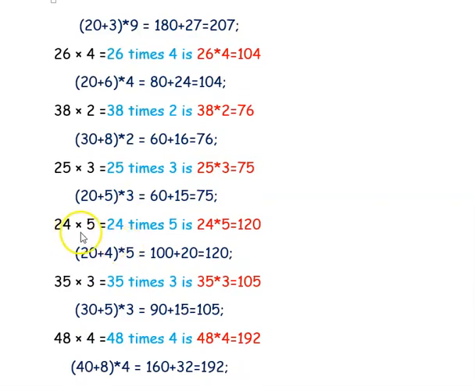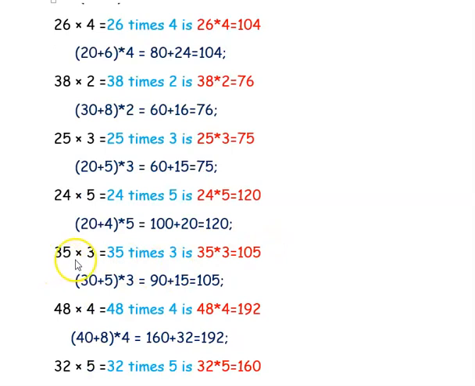Next number is 24 into 5. So 24 is 20 plus 4 into 5. So 20 into 5 is 100 plus 4 into 5 is 20. So it is 120. So thus 24 into 5 is 120.